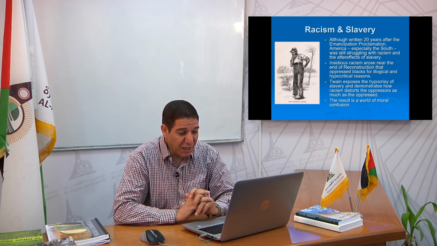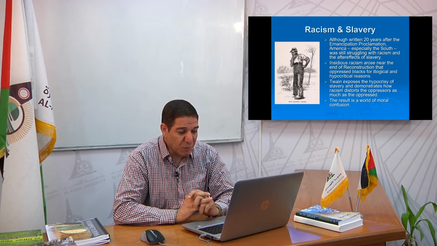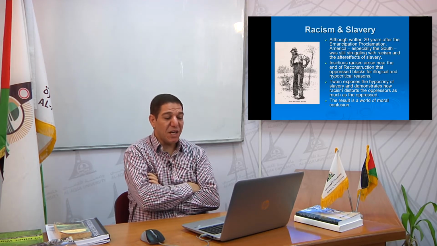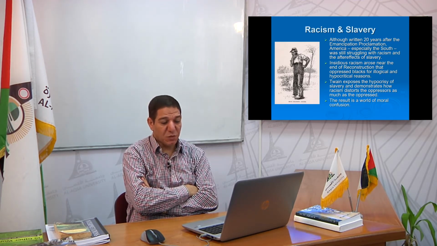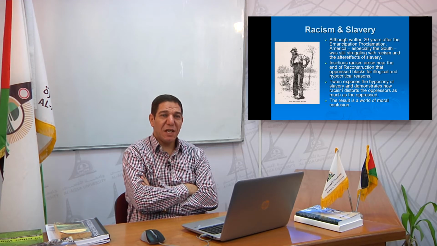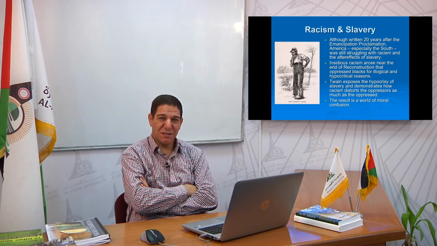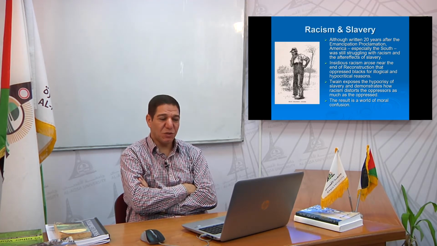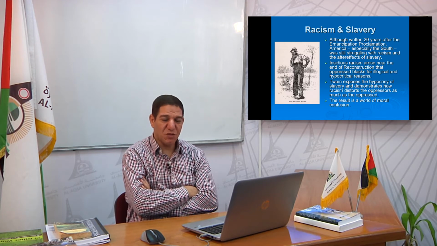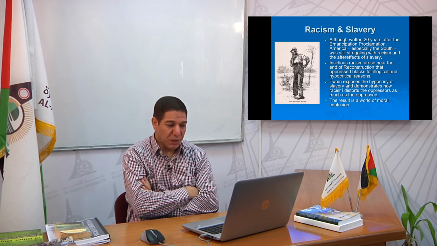It oppressed blacks for illogical and hypocritical reasons. Twain exposes the hypocrisy of slavery and demonstrates how racism distorts the oppressors as much as the oppressed. The result is a world of moral confusion. The reasons that were listed for slavery are lame reasons. They cannot stand. We need slavery in order to farm, to take care of our farms, to do plantations, to take care of livestock, and all these are not morally accepted. Okay?